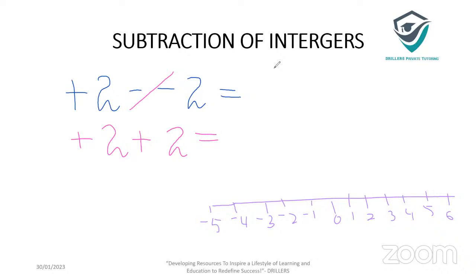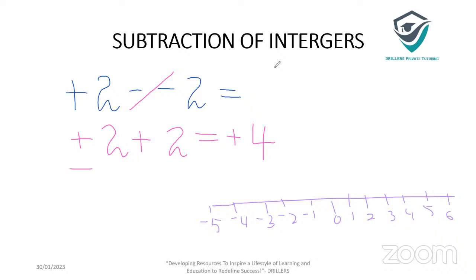So remember, with addition and subtraction of integers, once we have the same signs, we're going to add and keep the sign. So 2 add 2 is 4, and the sign that we have there is positive 4. But let's work that out on the number line. So let's use our number line to verify.